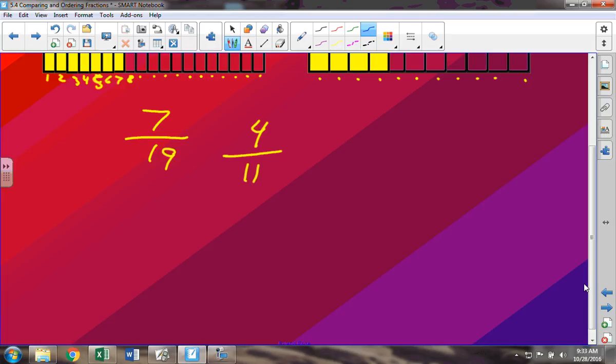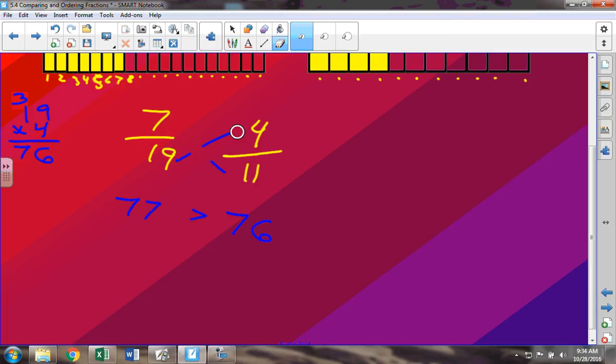Just multiply the main diagonal, 7 times 11, 77. Multiply the anti-diagonal, 19 times 4. 19 times 4, we could go off to the side. 9 times 4 would give you 36. 4 times 1 plus 3 gives you 7, so 19 times 4 equals 76. 77 is larger than 76. And so this tells us then that 7 over 19 actually is larger than 4 out of 11.